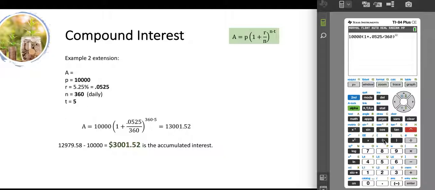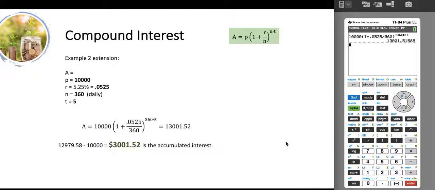If you're typing this in your calculator, you can type 360 times 5 as long as you put it in parentheses. Those of you that have my calculator, it doesn't really matter. But if you have an older calculator, make sure you put that multiplication in your calculator in parentheses. So you'll see we get that amount of $13,001.52 roughly.